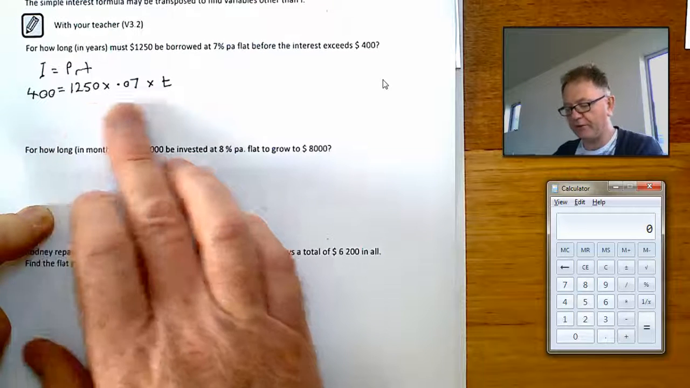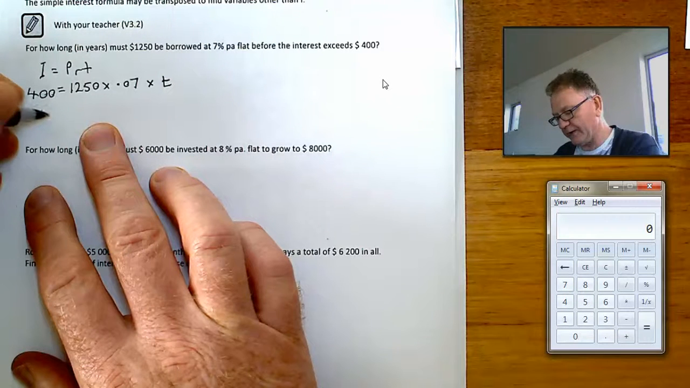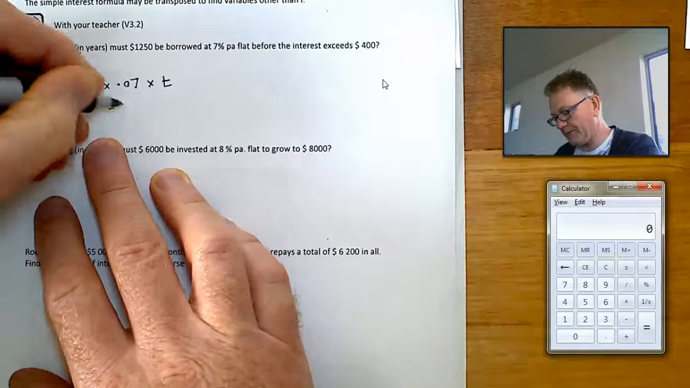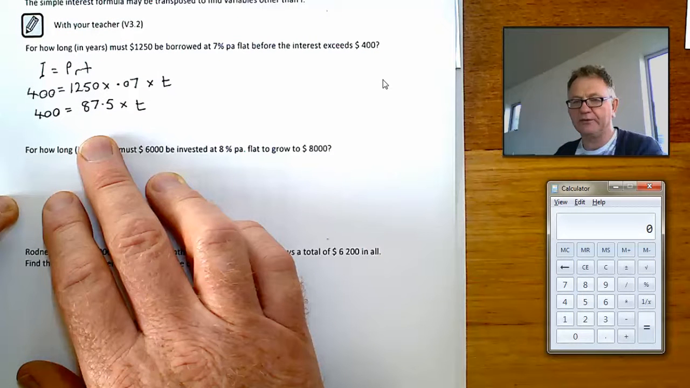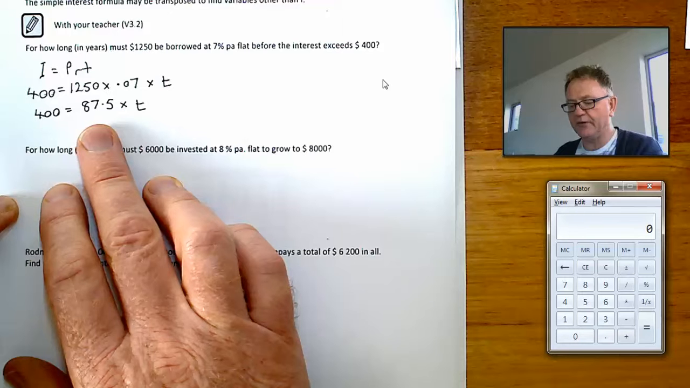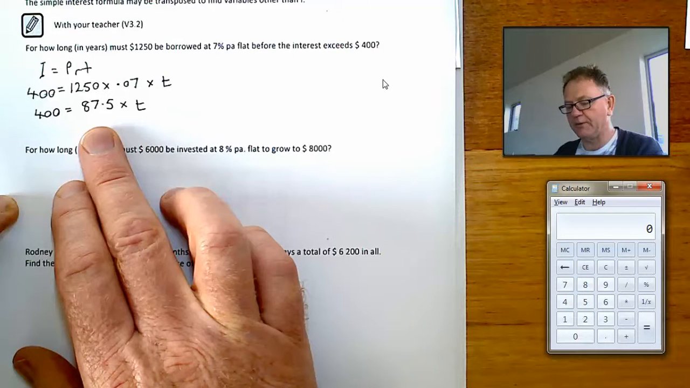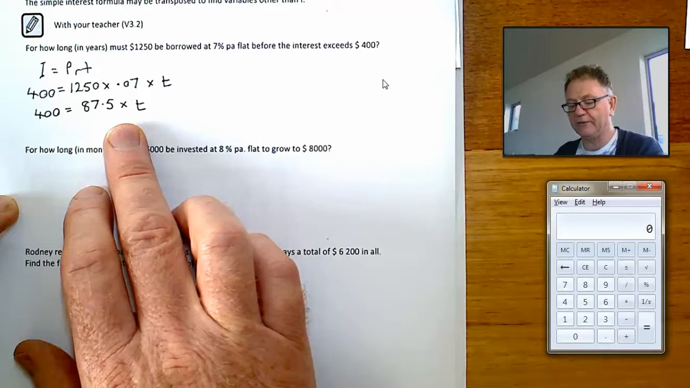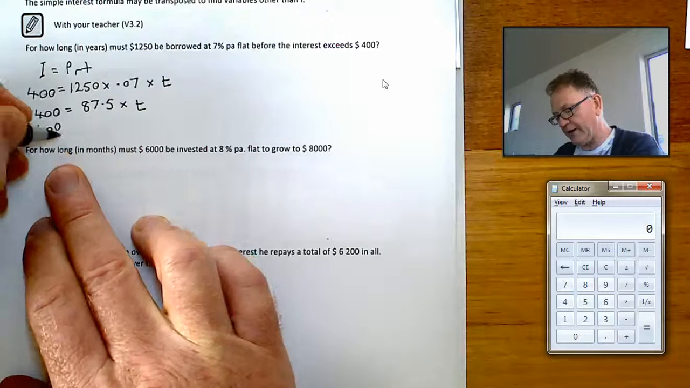To solve this, I think I would start by combining those two numbers. I'll just multiply them together. You could do it on your calculator. I've already done it. Works out to be 87.5 times t. Now, I've got to get t by itself in this equation. That means I've got to move or get rid of this 87.5. At the moment, it's 87.5 times t. So I've got to do the opposite of multiplying by 87.5. If I divide this side by 87.5, it'll get rid of that 87.5. I must also, though, divide this side by 87.5.